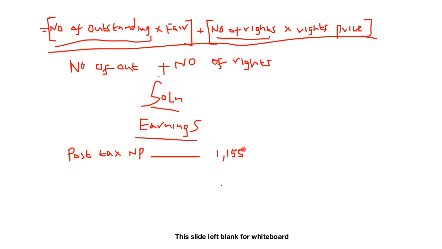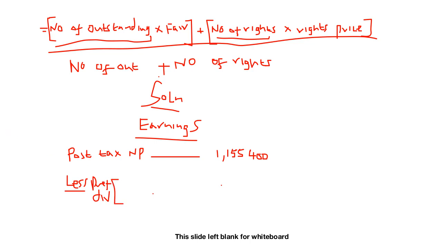1,155,400. So that we have just pasted it. Then now we less the preference dividend. So let me write it as preference div, and then we calculate that.